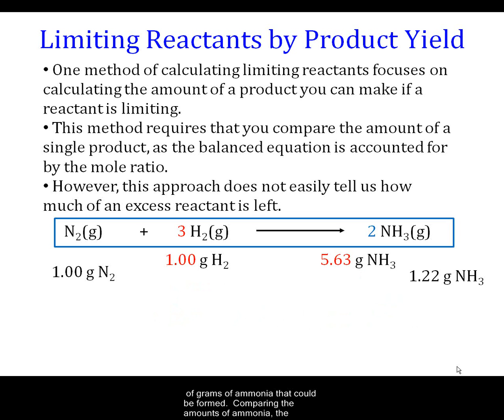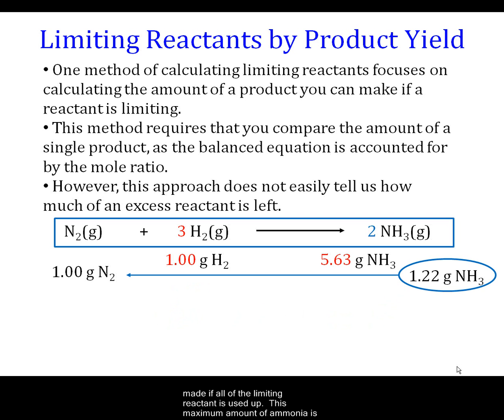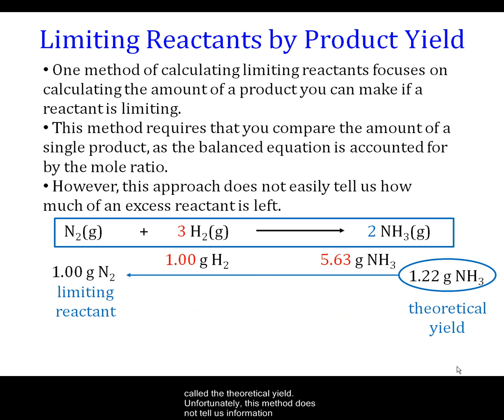Comparing the amounts of ammonia, the smaller number is the maximum amount that can be produced and corresponds to the amount made if all of the limiting reactant is used up. This maximum amount of ammonia is called the theoretical yield, but unfortunately, this method does not tell us information about excess reactant amounts, which are sometimes useful to know.